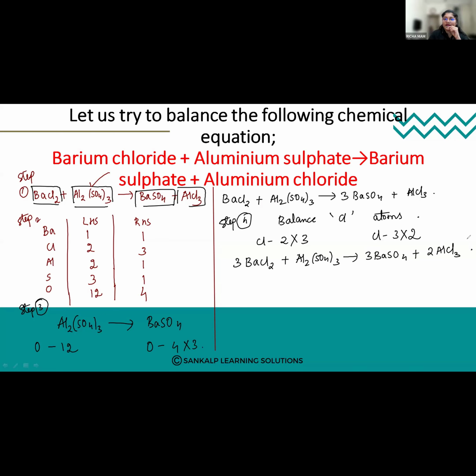Now calculate all the atoms. Calculate barium, chlorine, aluminum, sulfur and oxygen atoms. Here barium it is 3. Here it is 3. Chlorine atoms are 2 threes are 6. Here the chlorine atoms are 2 threes are 6. Aluminum are 2. Here aluminum are 2. Sulfur atoms are 3. Here sulfur atoms are 3. Oxygen atoms are 12. Here oxygen atoms are 12. Okay. So our step 5 is also done.